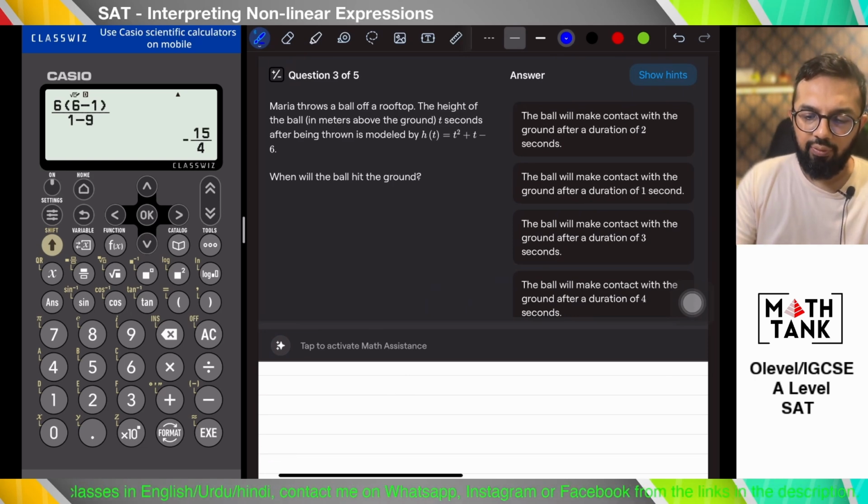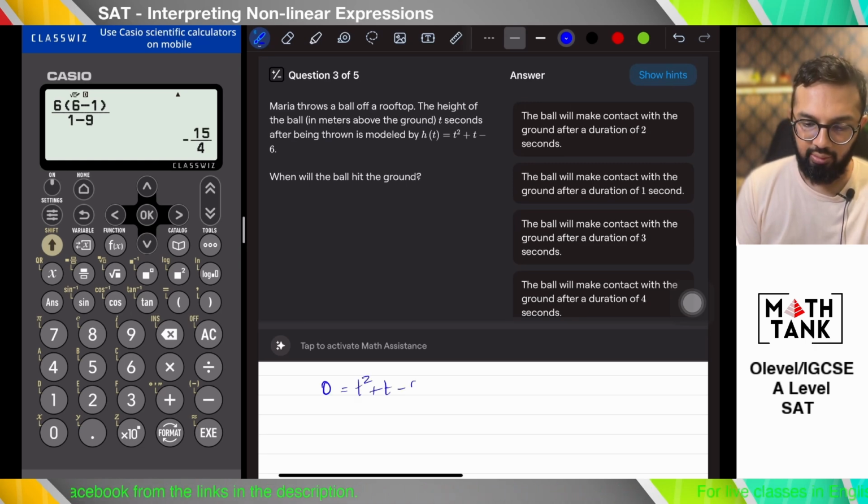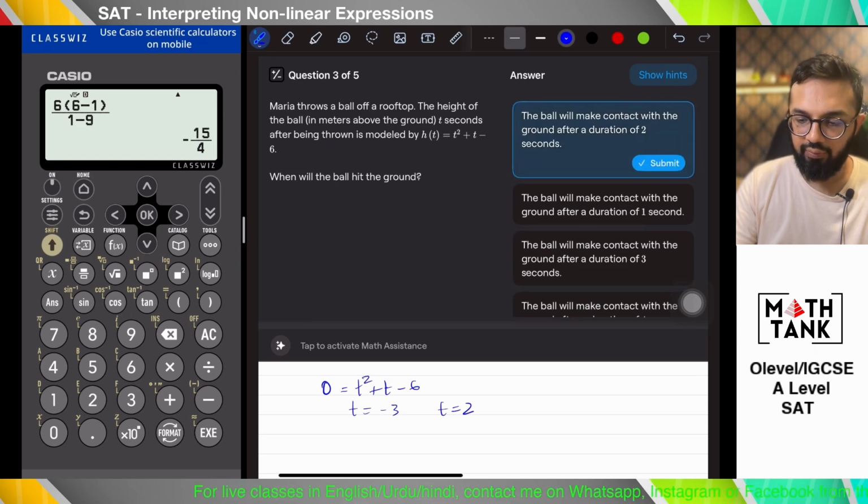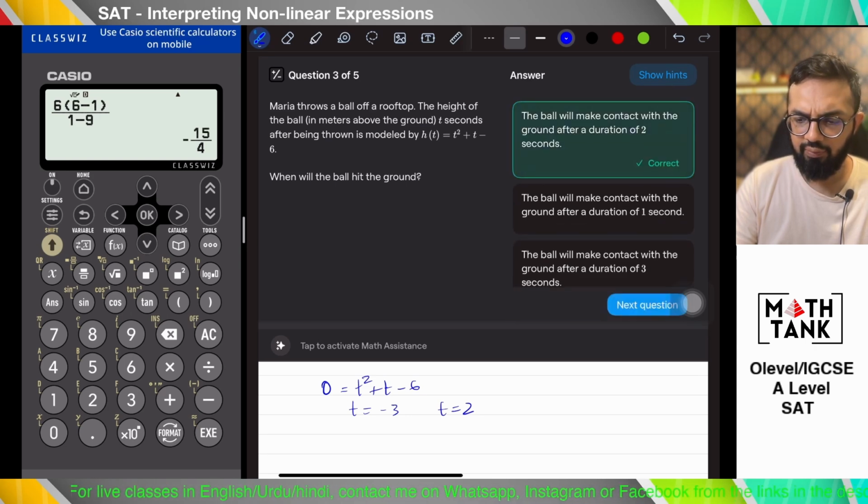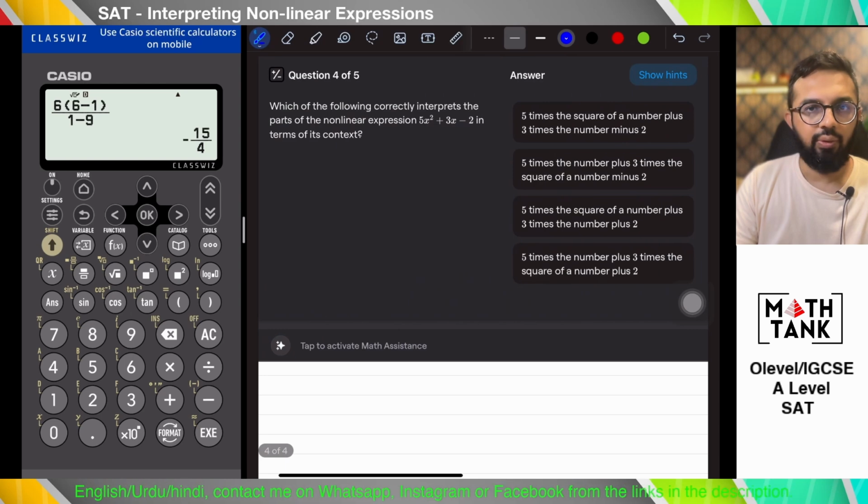Maria throws a ball off a rooftop. The height is given by this. When will the ball hit the ground? So the ball will hit the ground when height is 0, right? Okay, so the two answers are -3 and 2. So when time is 2, the ball will make contact with the ground after a duration of 2 seconds. I hope I've done that correctly. Yes. Those are all easy questions.